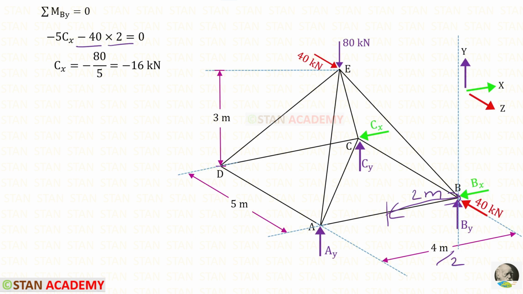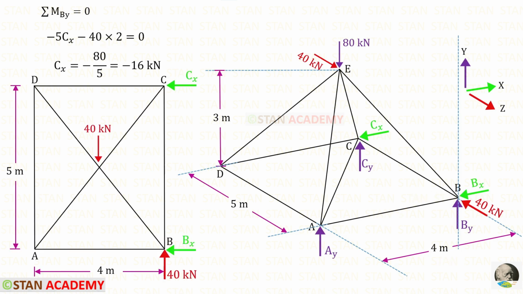So minus 40 into 2. It is very easy when we look at the top view. This one is acting in the anti-clockwise direction, so it will be negative and the distance is 5. So minus 5 Cx. This one about B also is acting in the anti-clockwise direction, so it is also negative. This is the distance, that is 4 by 2, so it will be 2. In this way for Cx we will get minus 16 kilonewton.